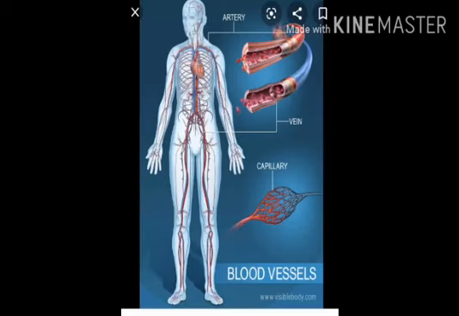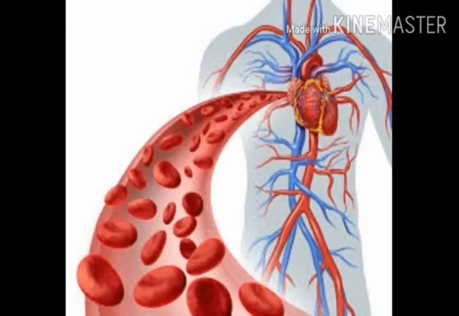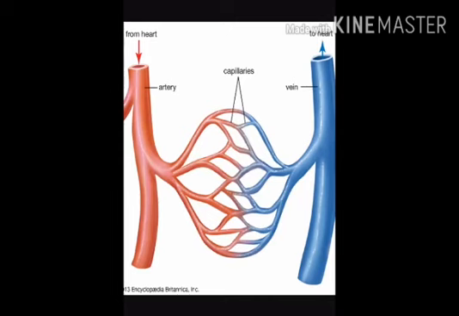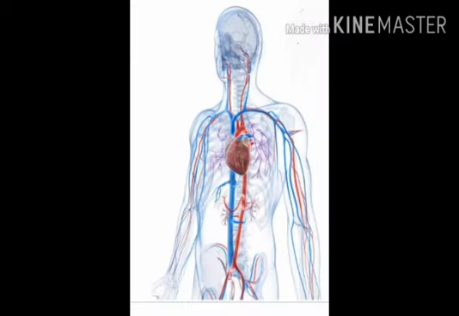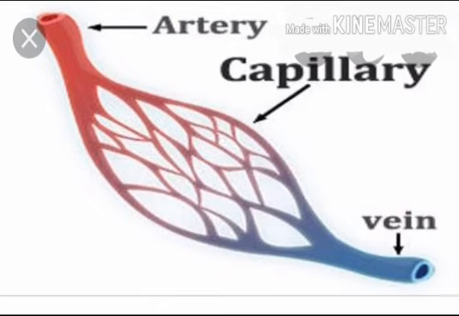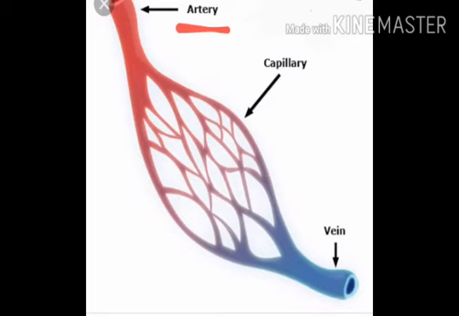Let's first discuss the blood vessels. Our heart needs a network to send the blood to all parts of the body. This network is known as blood vessels. Blood vessels are thin tube-like structures which carry blood in the body. There are three kinds of blood vessels in our body: arteries, veins and capillaries.